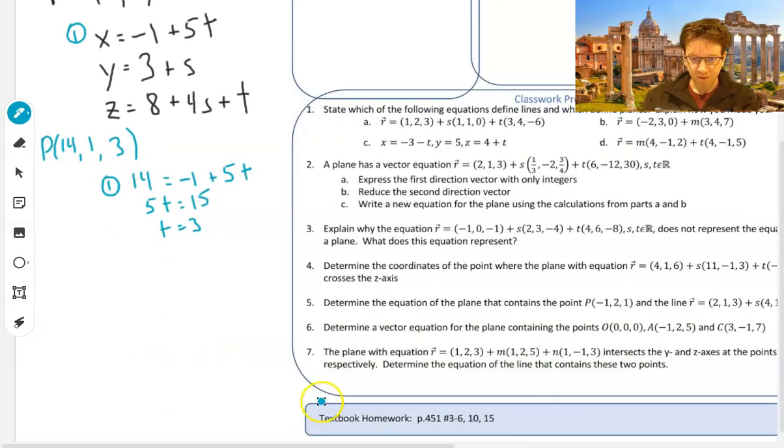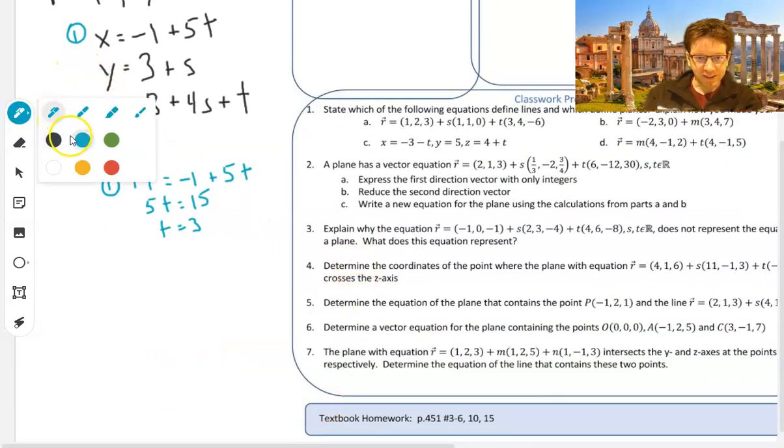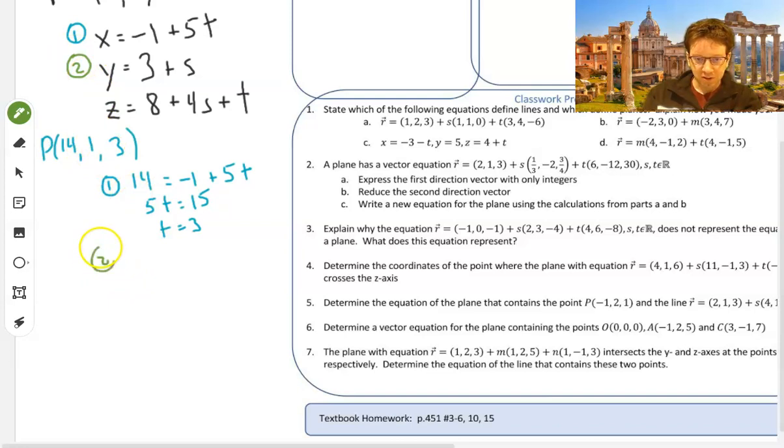All right, now let's take equation 2, and we're going to substitute 1 for y. So we have 1 equals 3 plus s. All right, solving for s, that's not too bad. Subtract 3 from both sides, 1 minus 3, s equals negative 2. Now what I'm going to do is I'm going to look at equation 3. I'm not going to sub in 3. I'm going to solve for z. If I do get z equals 3 when I substitute the values of t and s, then that point is on the plane.